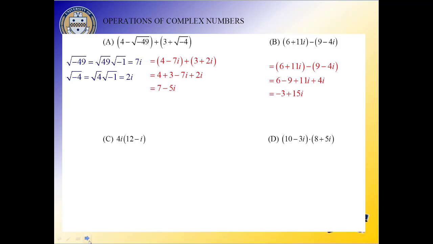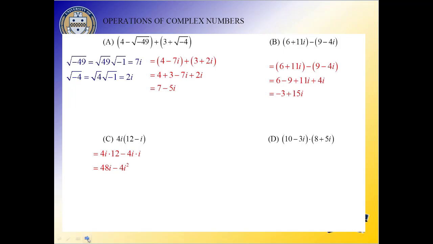For C, taking 4i and multiplying 12 minus i. Since I do have the complex number 12 minus i having two terms, I am going to have to use a distributive property here, which means I'm going to do 4i times 12 and 4i times negative i. Which means I'm going to have 4i times 12 minus 4i times i, which gives me 48i minus 4i squared.